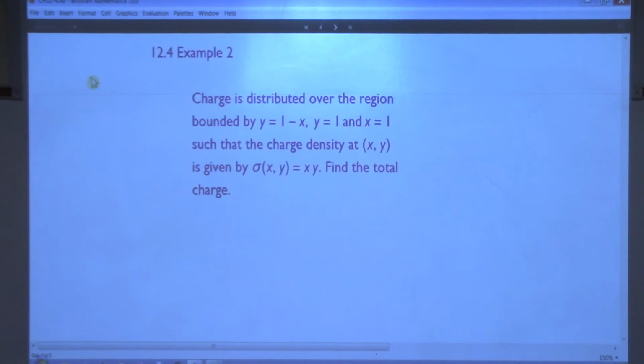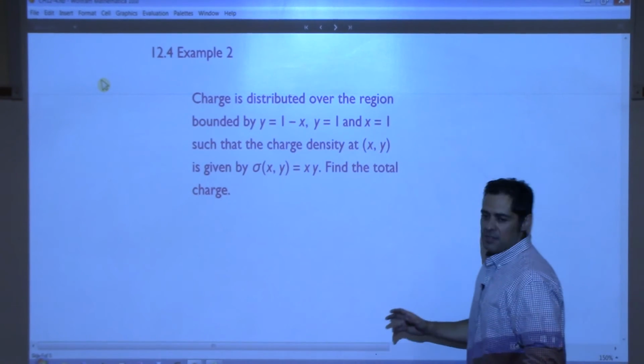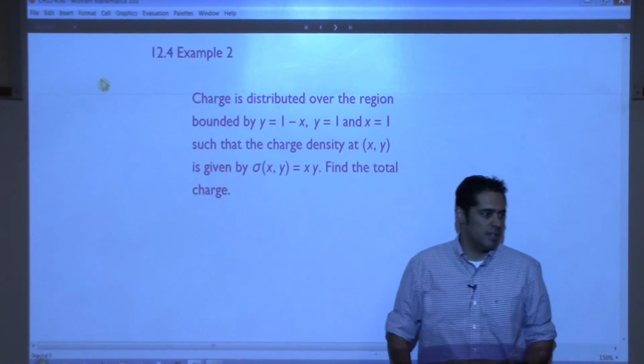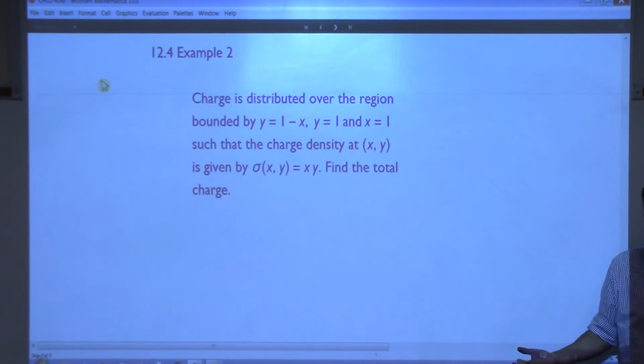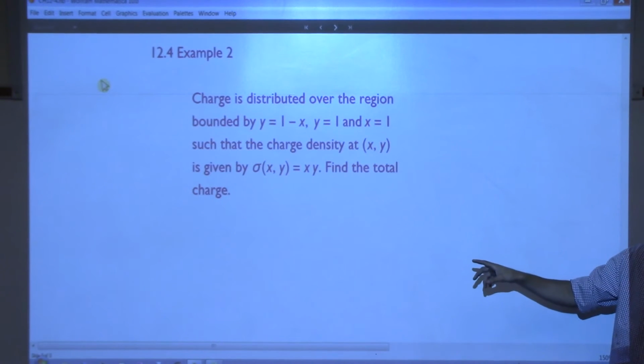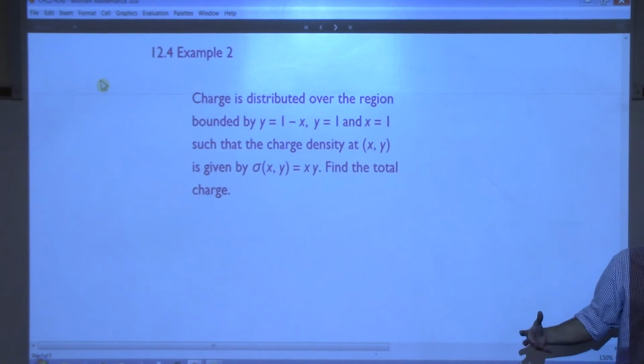This is the same exact problem. Everything's the same, except instead of using a density function, we're using a charge density. So the only difference is the answer means something different. If you find this integral, that answer would represent the total charge on that lamina.